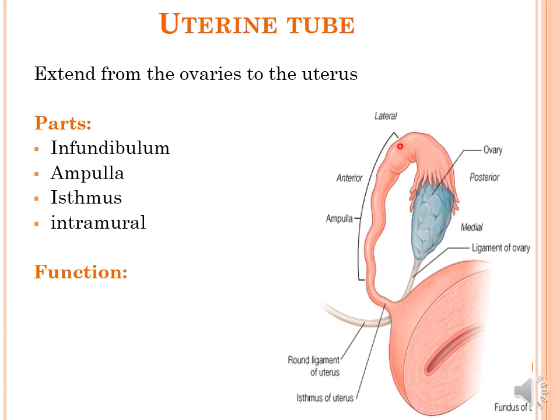The functions of the uterine tube are transport of the ova and providing a site of fertilization. What does that mean? Fertilization is the process by which the male and female gametes fuse together. This is fertilization.